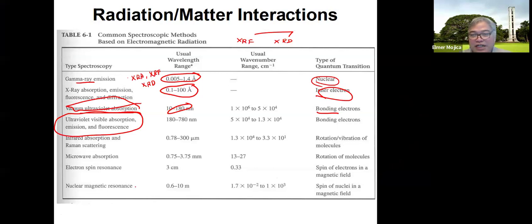So UV-Vis is the experience that we have. I have access to both UV-Vis and fluorescence. That's why I'm trying to get this portable fluorescence that I can bring there when I go. And then we have IR and Raman scattering. These are both vibrational, so it's just rotation and vibration.